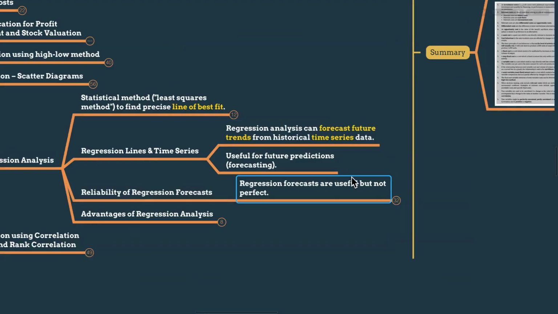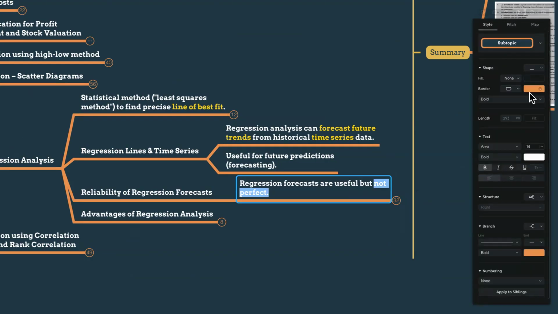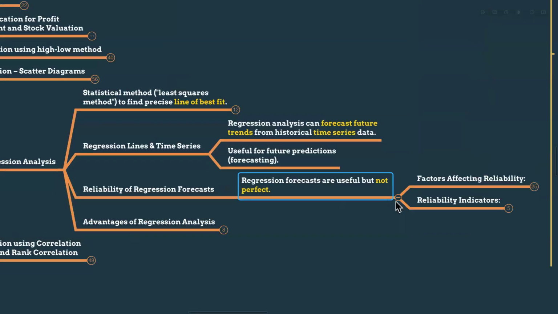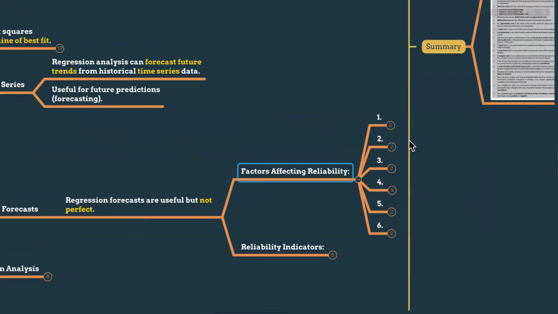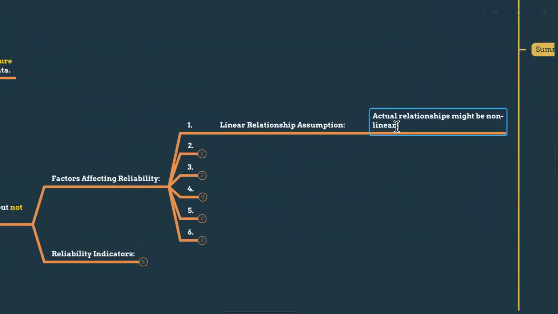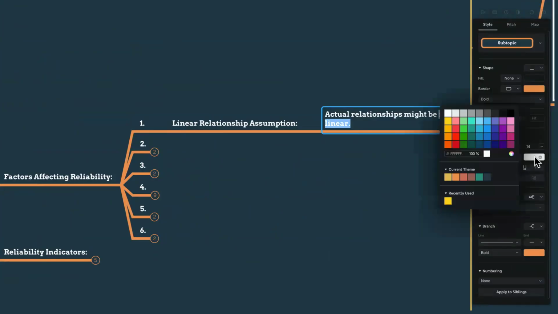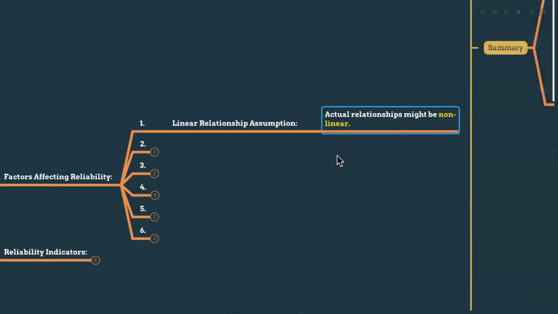And reliability of regression forecast. The regression forecasts are useful but not perfect. You have to remember these regression analyses are not perfect predictions of the future. Somehow we are very near perfection, but not perfect, because of the factors affecting reliability. The first is the linear relationship assumption, because the actual relationship might be non-linear, but we are assuming there is a linear relationship between the two variables. In practice there is no exact linear relationship; there might be some non-linear relationship.